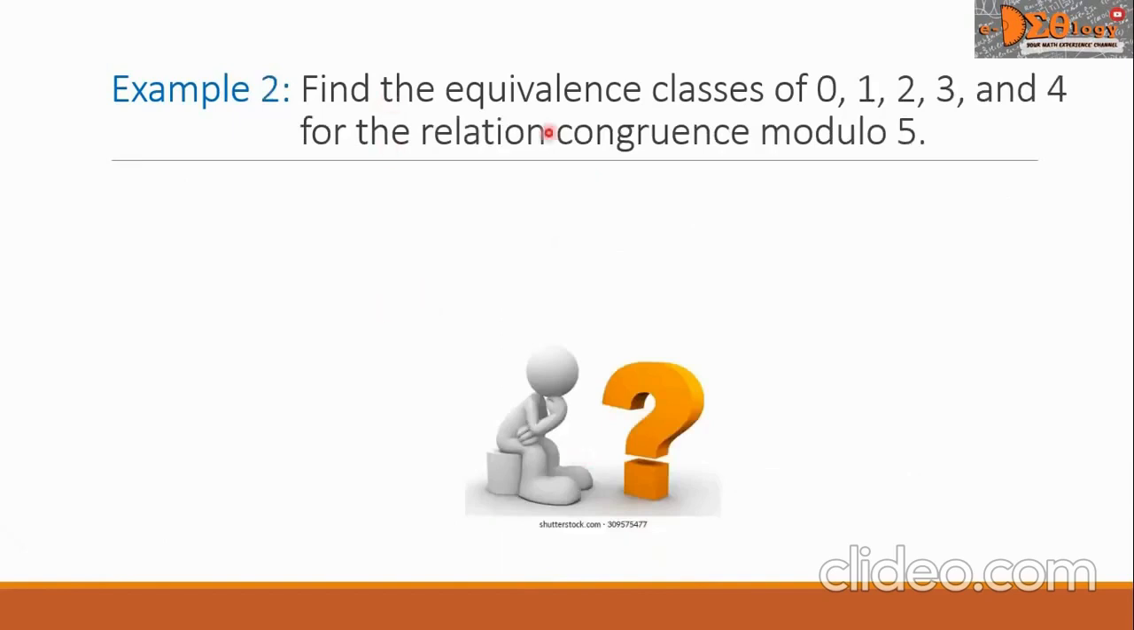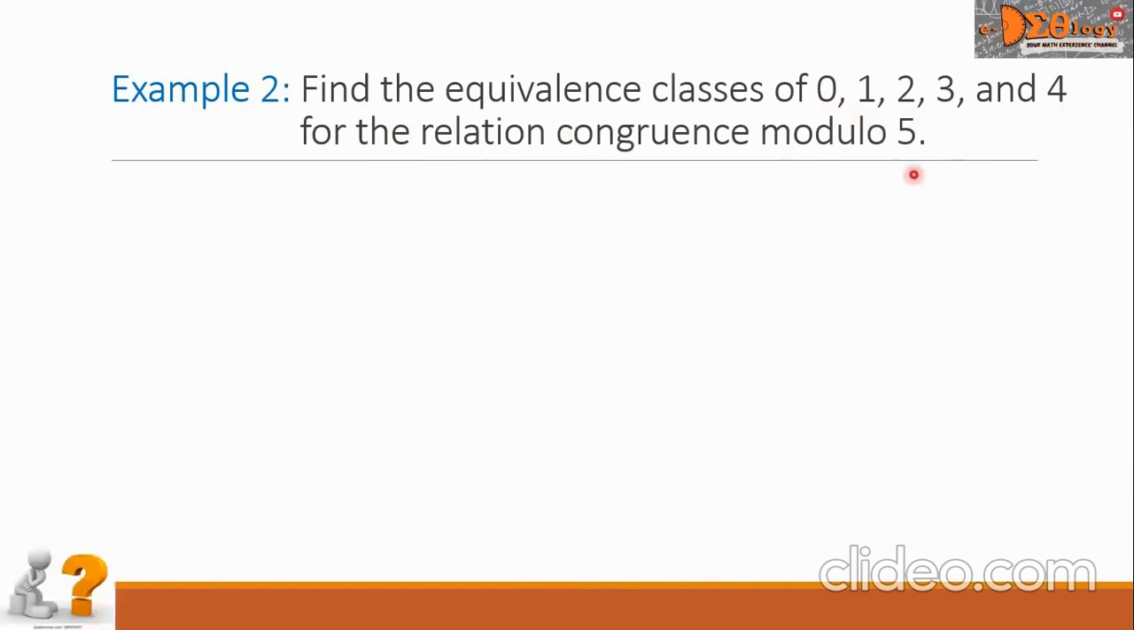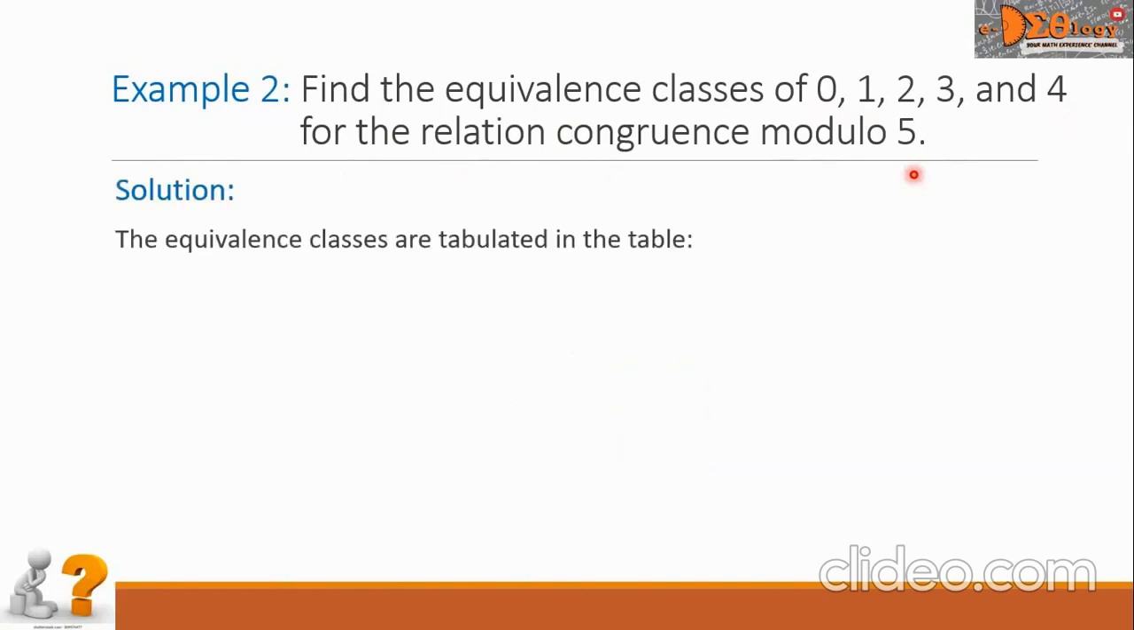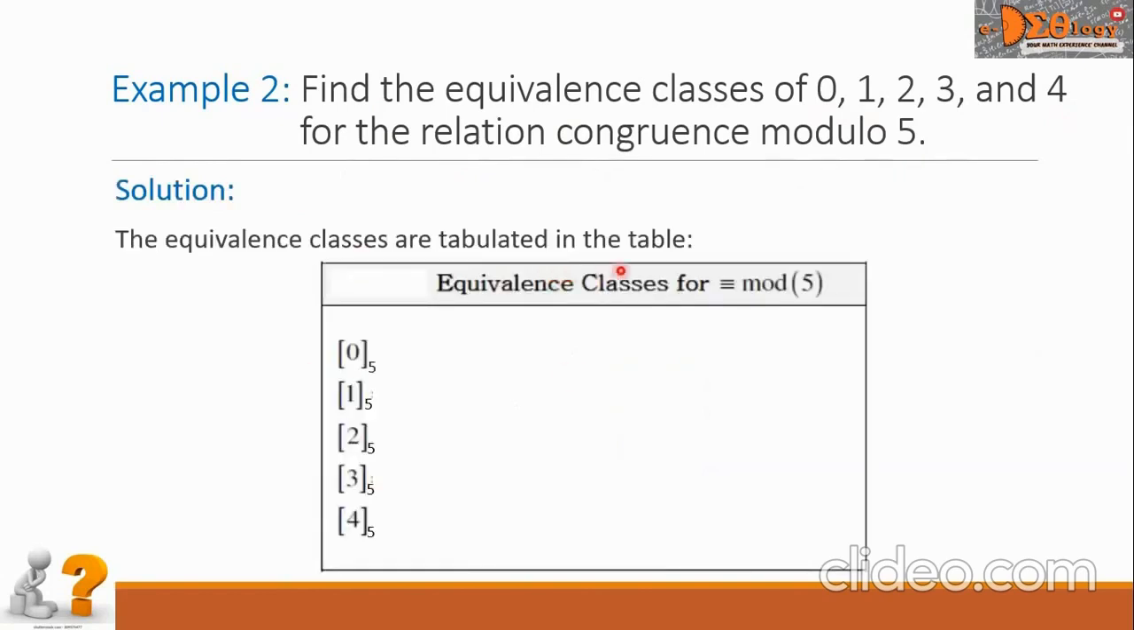Example 2. Find the equivalence classes of 0, 1, 2, 3, and 4 for the relation congruence modulo 5. The equivalence classes are tabulated in the table here. So we have the equivalence classes for 0, 1, 2, 3, and 4 respectively. Let's start with the equivalence class of 0. This is equal to 5n, such that n is an element of Z, the integers.